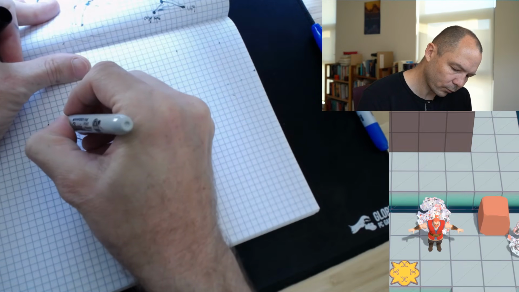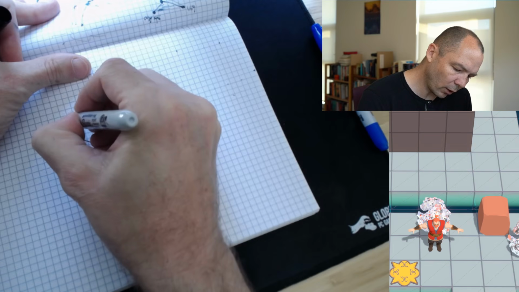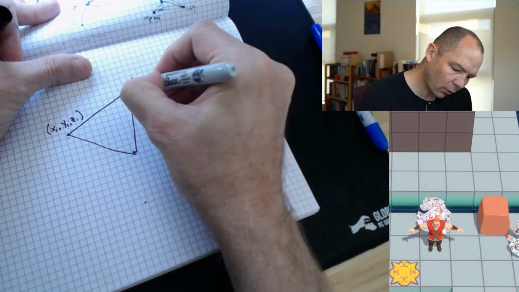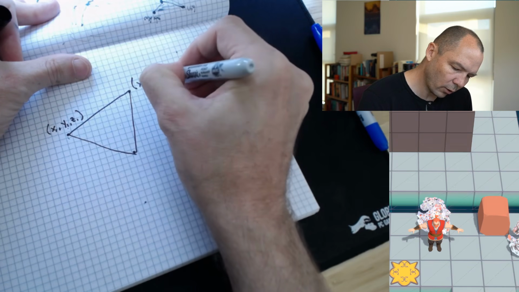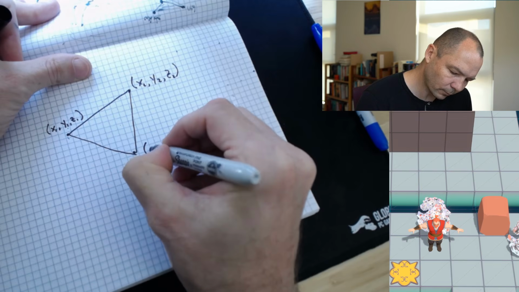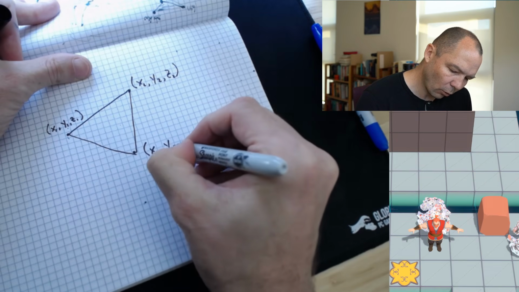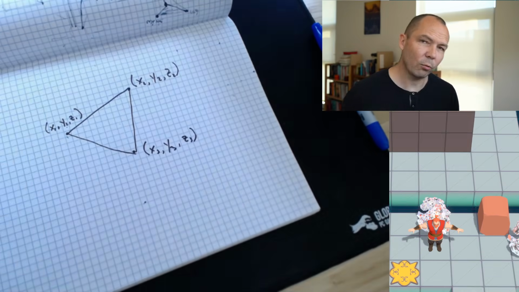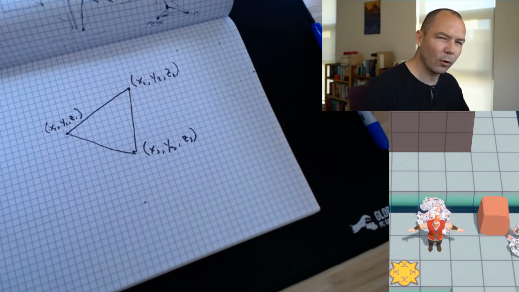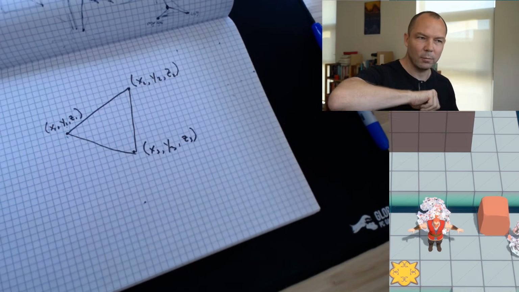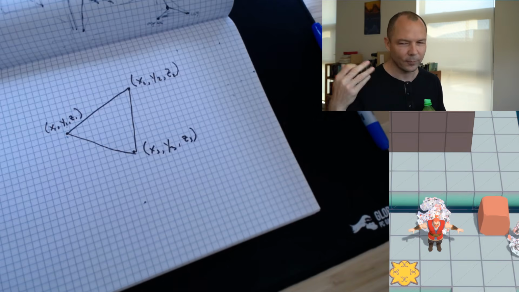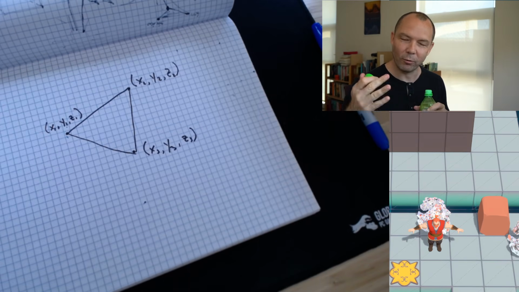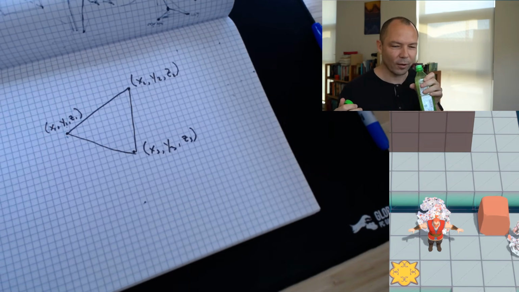x1, y1, z1, x2, y2, z2, right? x3, y3, z3. If we were feeling really crazy today, we could go into what coordinates are anyway and what they mean and why, but we've got to cap it off somewhere and make forward progress, so we're not going to do that.